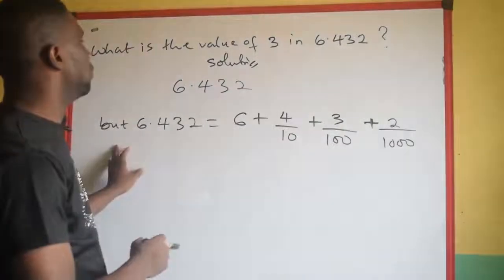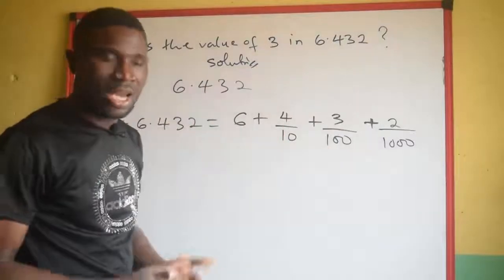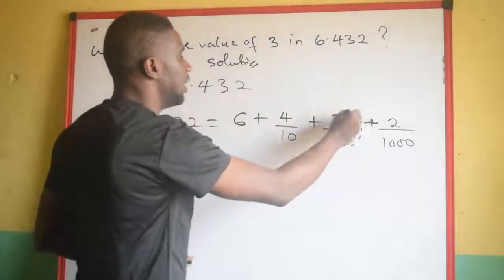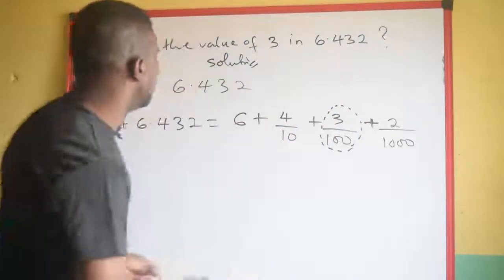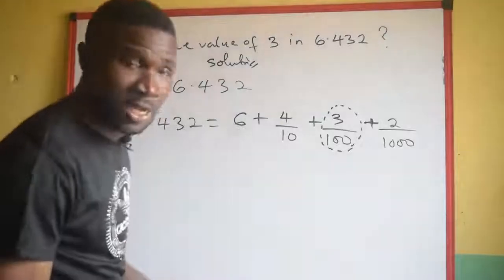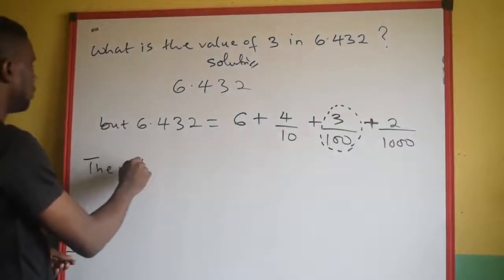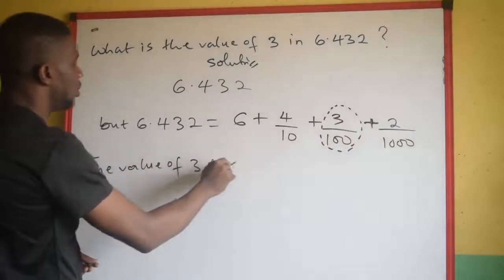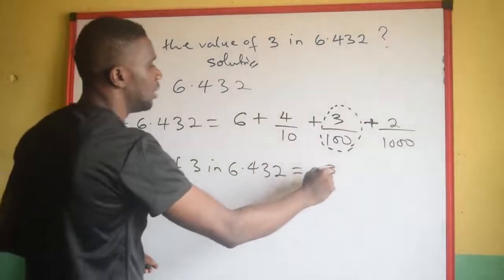Now, since we are asked to write down the value of 3 here, look at where 3 falls. I can use a dotted line to separate where 3 falls. Since I have separated it, it becomes my answer. I'll then say that the value of 3 in 6.432 is nothing but 3 over 100.